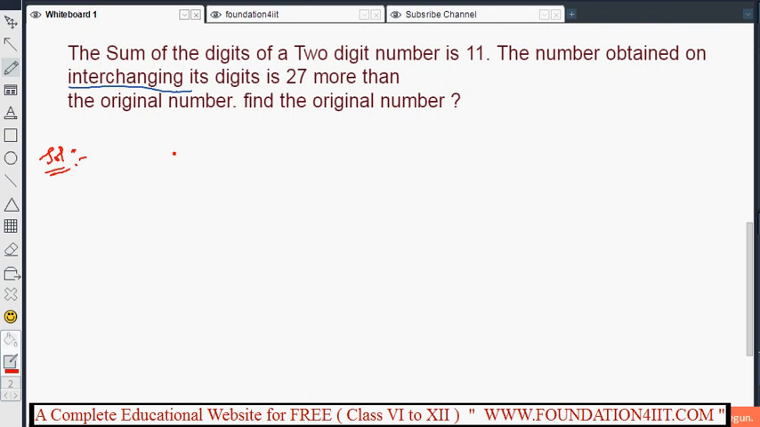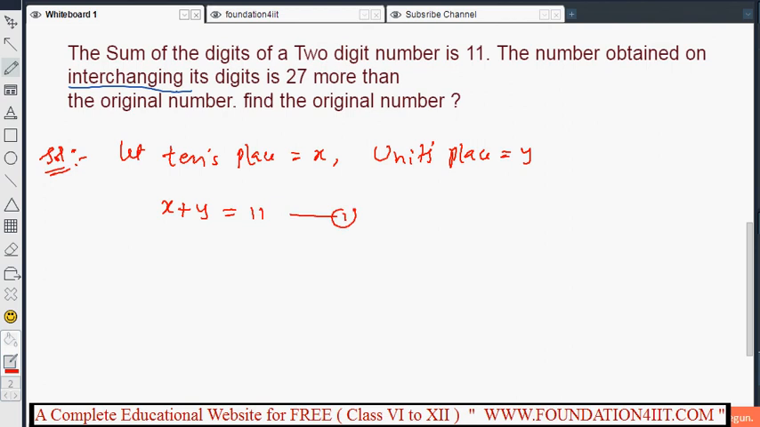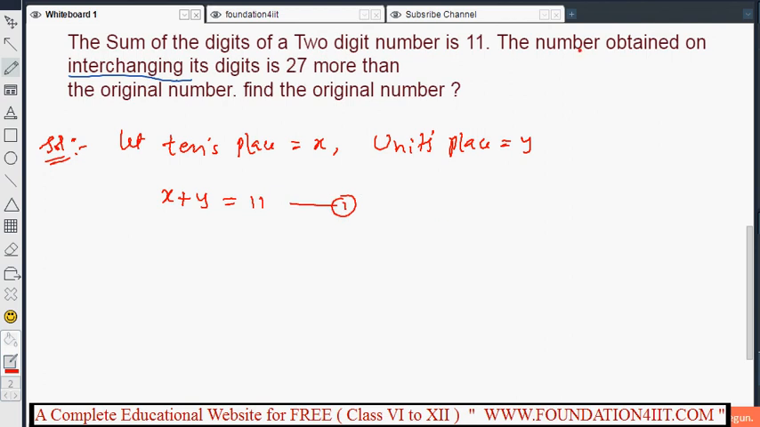So I am taking let tens place be x and units place be y. So according to first condition, x plus y is equal to 11. Right? Now the number obtained on interchanging. Generally number is equal to 10 into tens place plus 1 into units place. So that is 10x plus y. So this is the number.